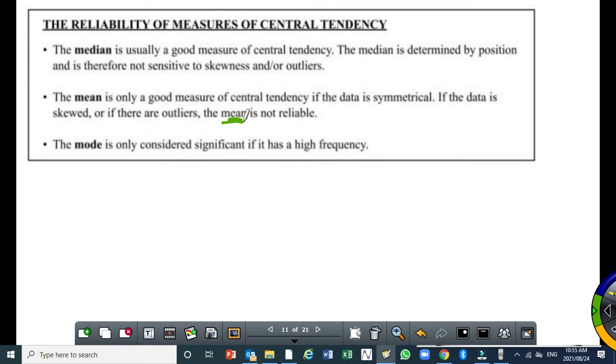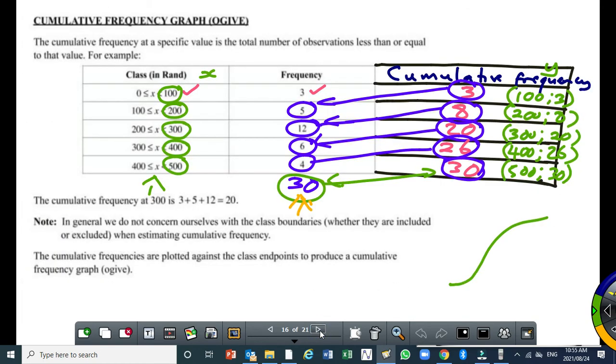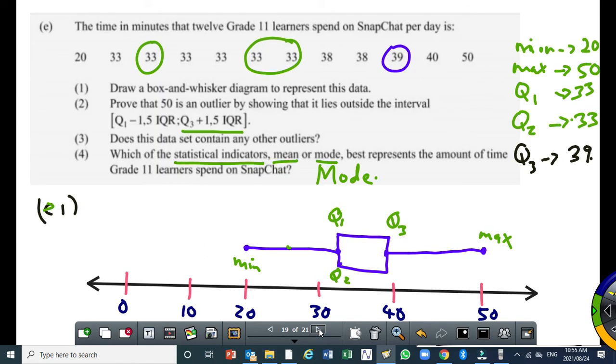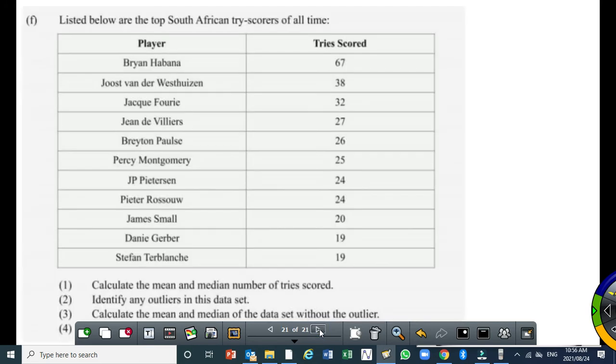Then your mode is only important when you have got a value with the highest frequency. Like in our case here, we have got that 33, right? Right. The next question now. We need to calculate the mean. Okay, is there anyone who has got any questions so far?